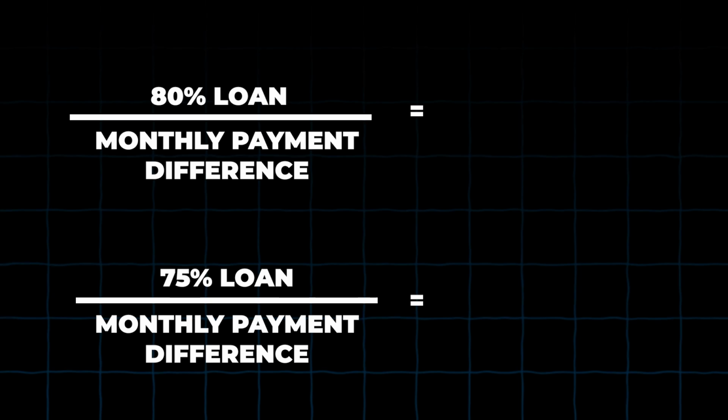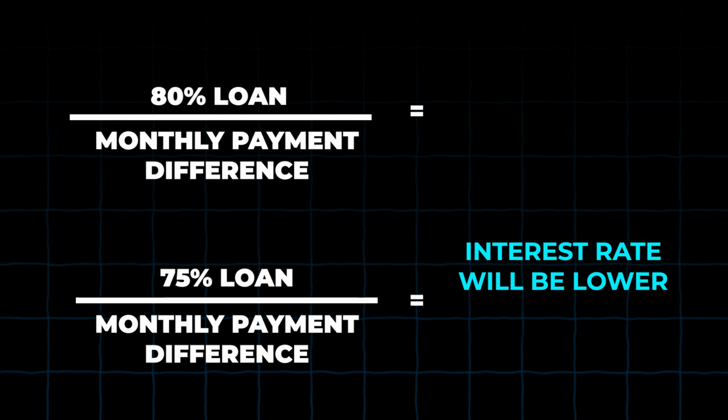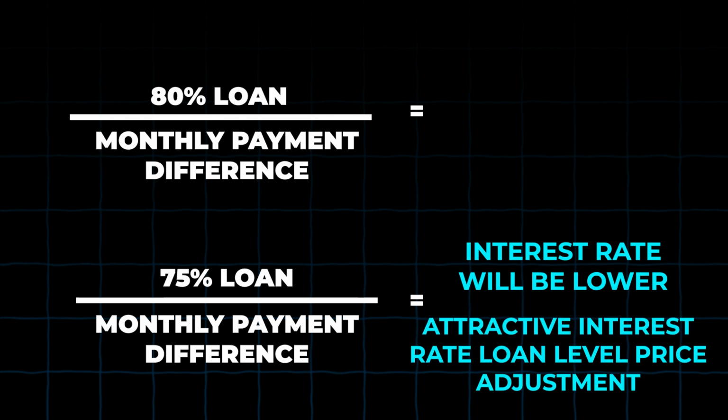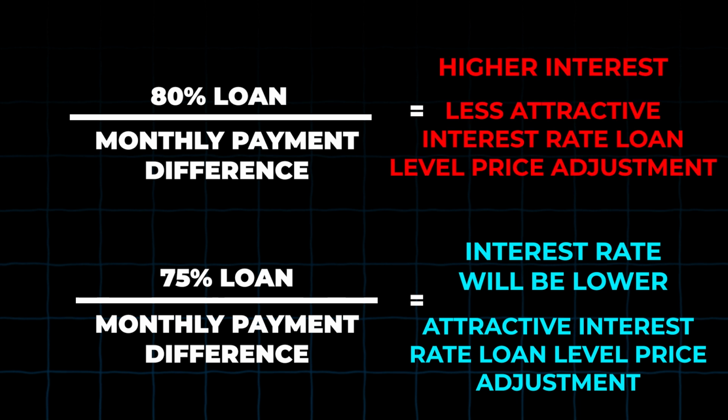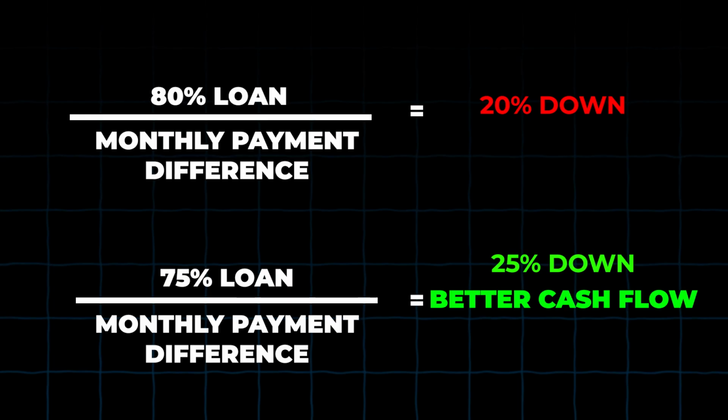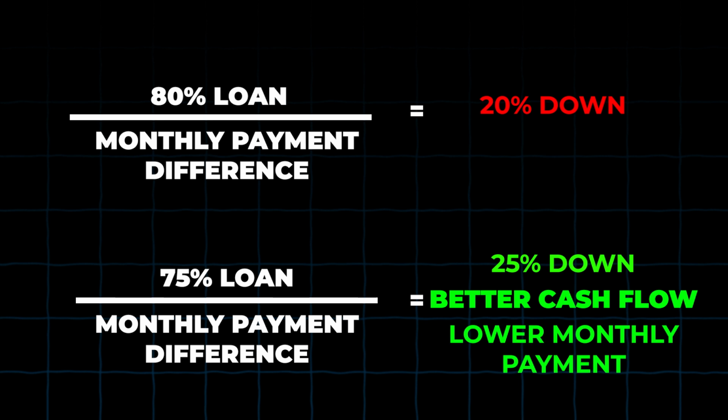But absolutely, to your point, the payment is going to be less for two reasons at the 75% level. The interest rate will be lower because you've got more skin in the game. The interest rate loan level price adjustment for 75% is going to be more attractive than it will be at 20% down. So the rate will be lower, and of course the loan amount is lower. Both of those combined characteristics are going to create better cash flow, it's true, and a lower monthly payment.